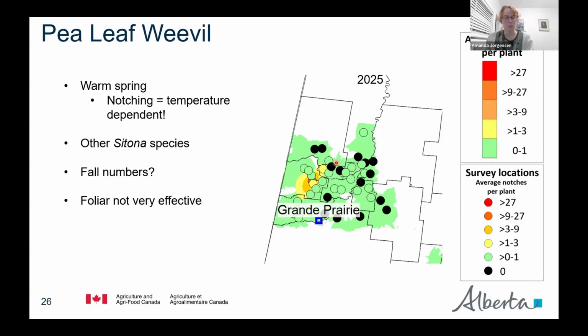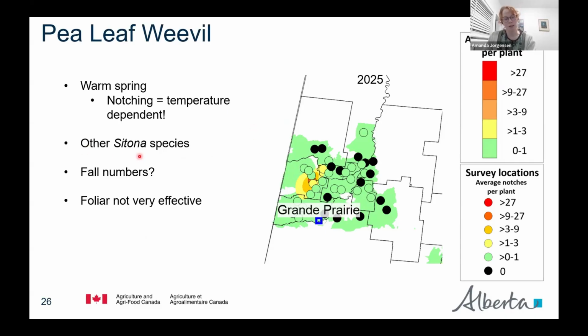So we had a fairly warm spring, and when it's pretty warm, those weevils are going to do more nibbling. And so that same number of weevils can do a higher number of notching. And that nibbling itself isn't going to be our economic issue, it's going to be damage by the larvae.